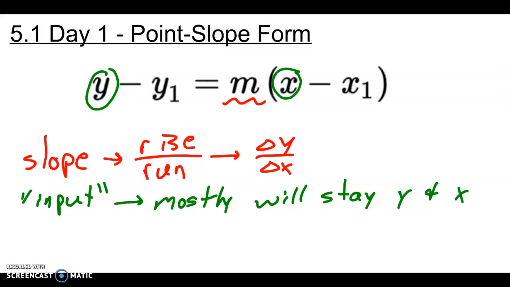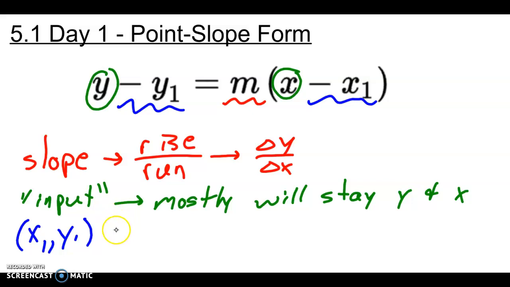And then this y1 and x1, so the minus y1 and minus x1, that is a point on your line. If we notice the fact that this is named point-slope form, it's because you have a point built into this linear equation, along with the slope. You have your y1, x1, and your m. Just like slope-intercept form is named that because you have your slope and you have your y-intercept. So this x1, y1, that is a point on your line. That's an ordered pair.